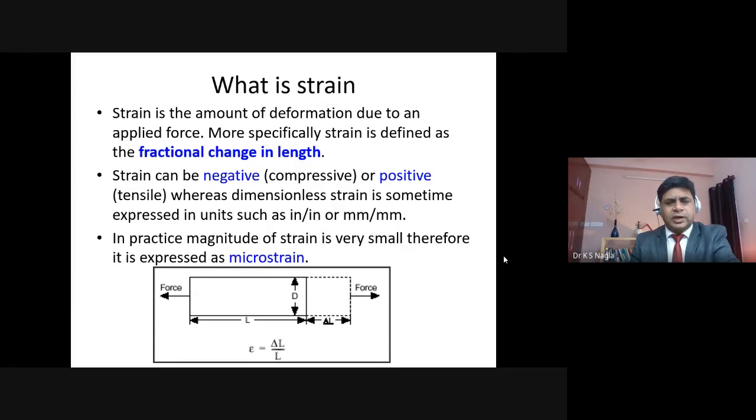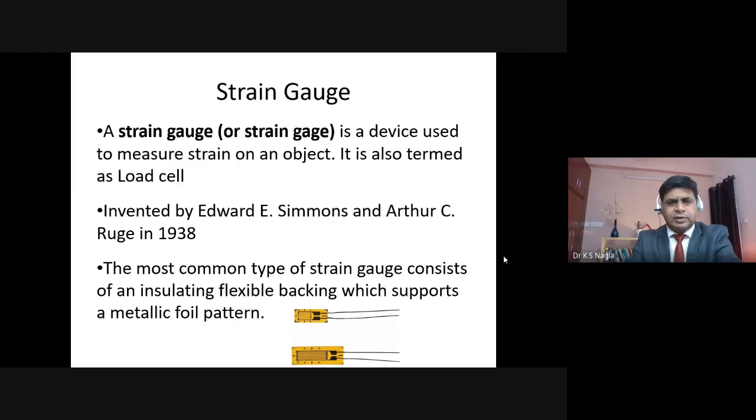And in the bottom side, you can see an element having length L with diameter D. And if you are applying a force on both the sides of the material, the length is changing from L to delta L. The strain will be equal to the difference, that is delta L over L. So it can be used for mathematical calculations.